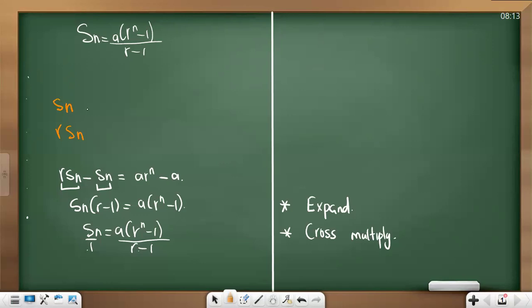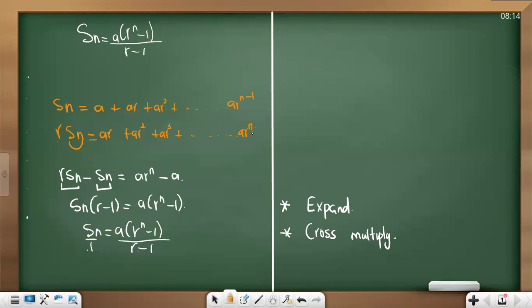My question is, what is Sn? It is a plus ar plus ar to the power 2 plus, we cannot do all of them, ar to the power n minus 1, which is the last term. What is the second one? They said Sn multiplied by r. So it means all the terms should be multiplied by r. That will be ar plus ar squared plus ar cubed plus, just keep on multiplying by r. That will be ar to the power of n, law of exponents.